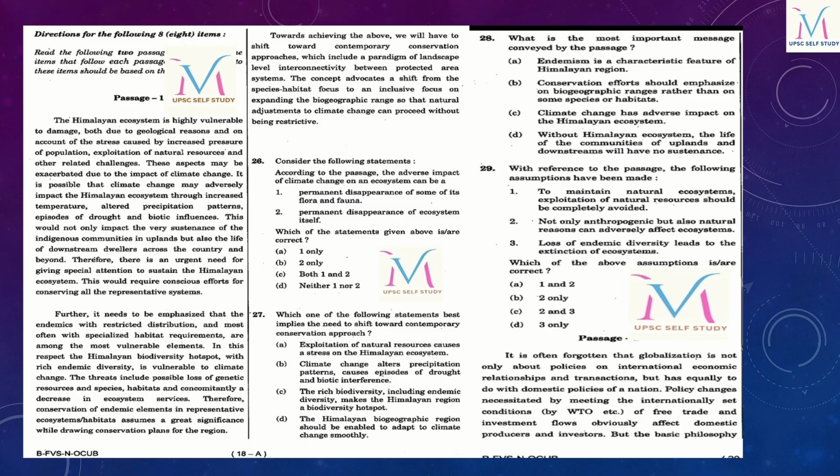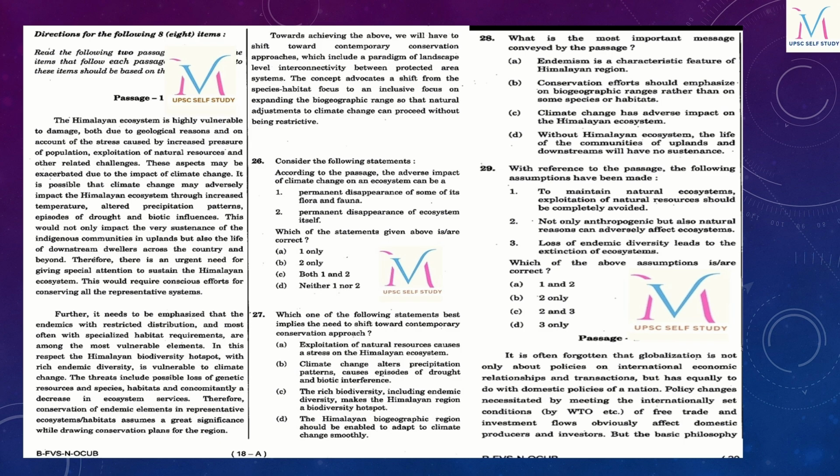With reference to the passage, the following assumptions have been made. To maintain the natural ecosystem, exploitation of natural resources should be completely avoided. Not only anthropogenic but also natural reasons can adversely affect the ecosystem. Loss of endemic diversity leads to the extinction of the ecosystem. So for question number 29, the answer is B, the second option only.